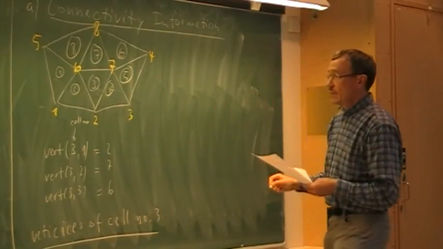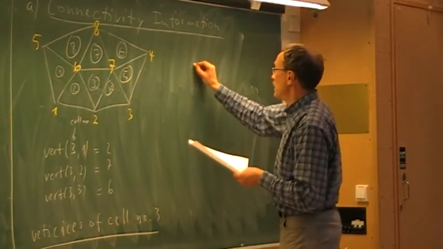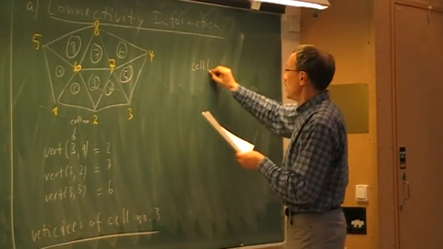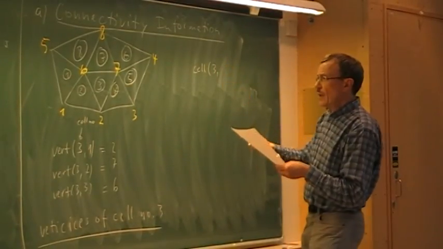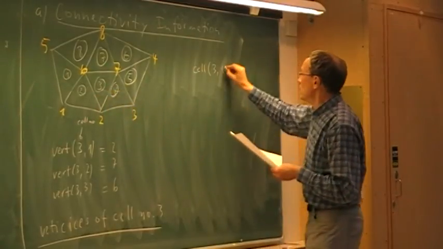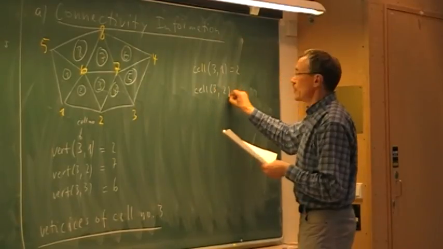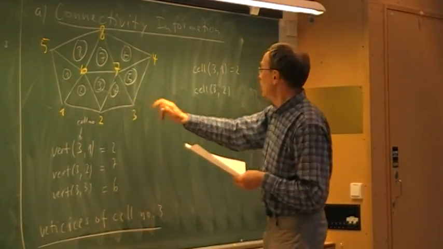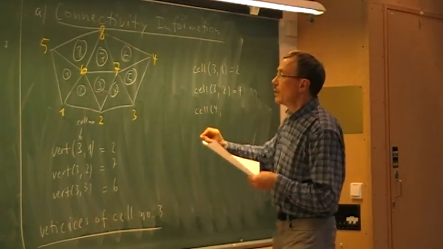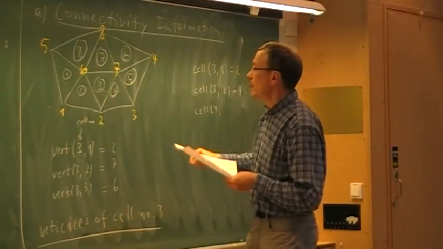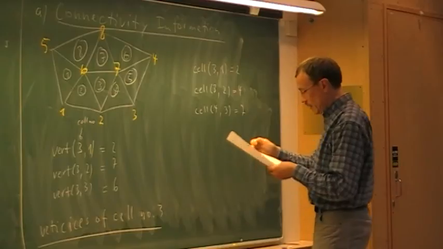Likewise, you would provide the neighboring cells, say for cell number 3. What neighbors do we have? Number 2. The neighbor of number 2 would be 4. And the cell neighbor of number 3 would be 7. So that would be the cell neighbors.